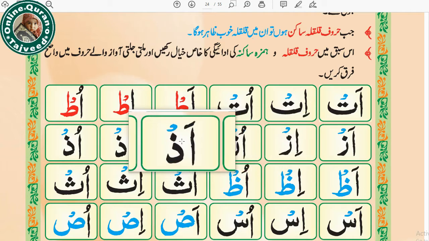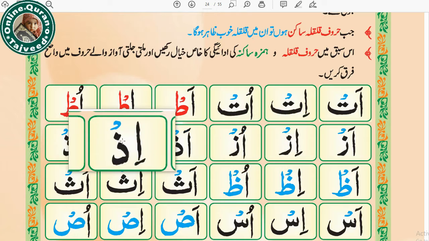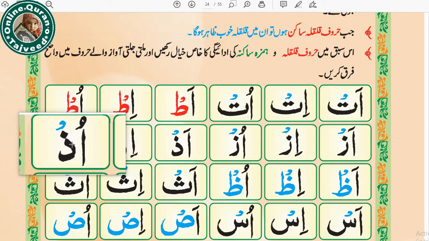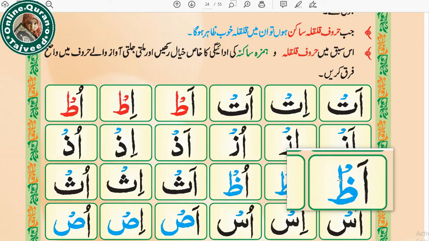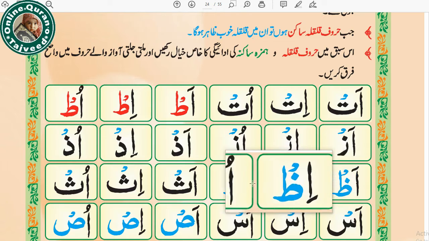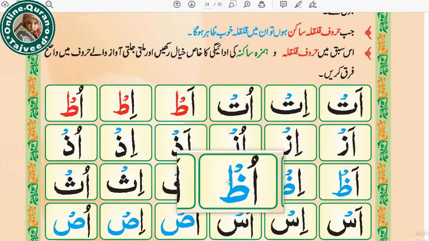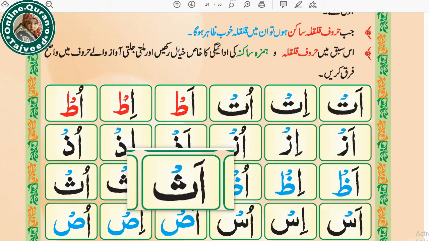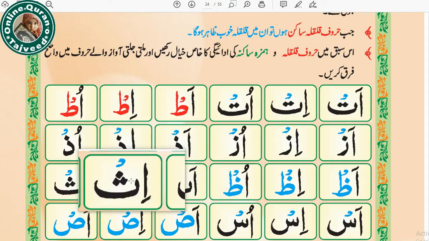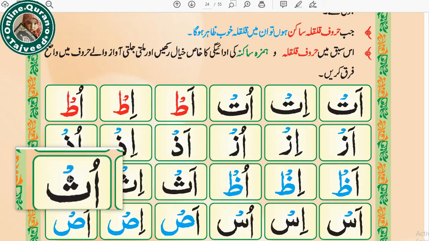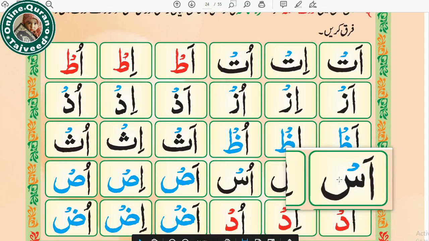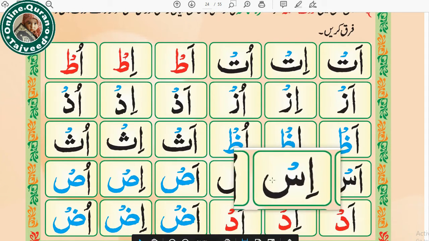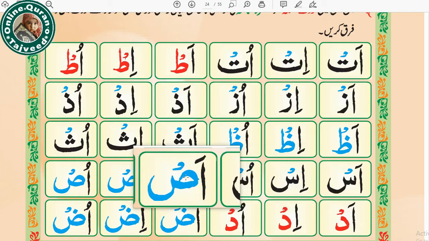Next, Alif Dal Fatha Ad, Alif Dal Kasra Id, Alif Dal Dhamma Ud. Ad, Id, Ud. Next, Alif Za Fatha Az, Alif Za Kasra Iz, Alif Za Dhamma Uz. Next, Alif Tha Fatha Ath, Alif Tha Kasra Ith, Alif Tha Dhamma Uth. Ath, Ith, Uth. Next, Alif Sin Fatha As, Alif Sin Kasra Is, Alif Sin Dhamma Us.